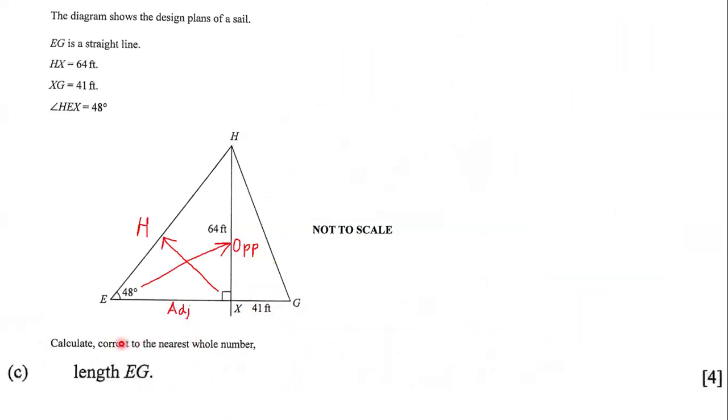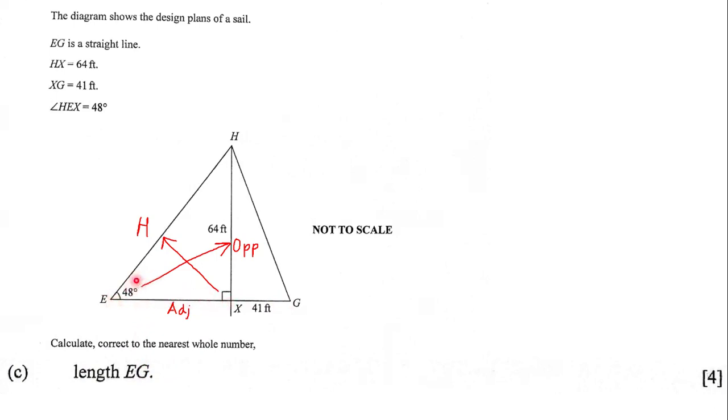Next, it tells us to calculate, correct to the nearest whole number, the length EG. Now, what is the length EG? Well, the length EG is this entire length right here. Now, the thing is, we already know that XG is 41 feet. The only thing that we really need to figure out is the length EX. Once we figure out EX, we can add that length to XG to get the length EG. So what we're going to do right now is determine how we're going to get this length EX.